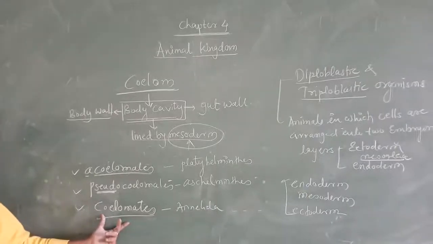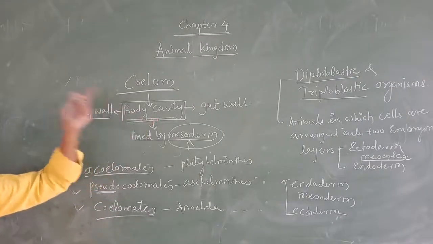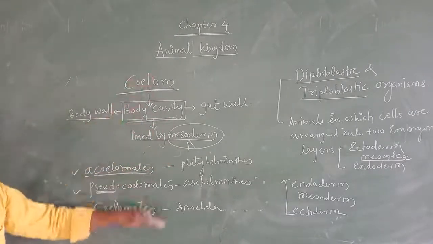And the last one is coelomates: body cavity is present and it is lined by the mesoderm. This is about the coelom.